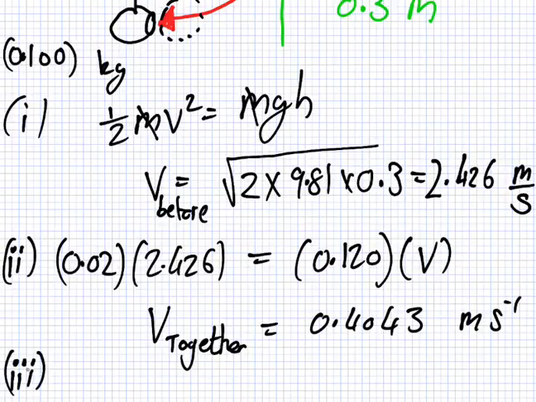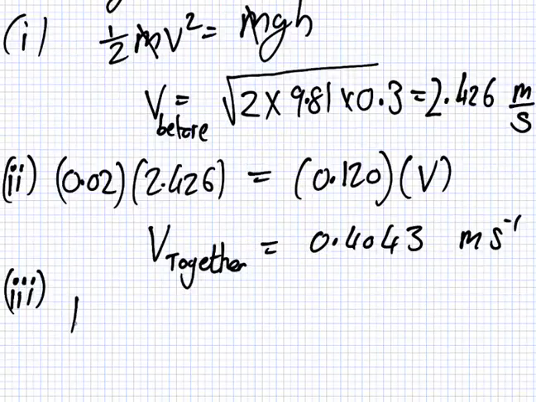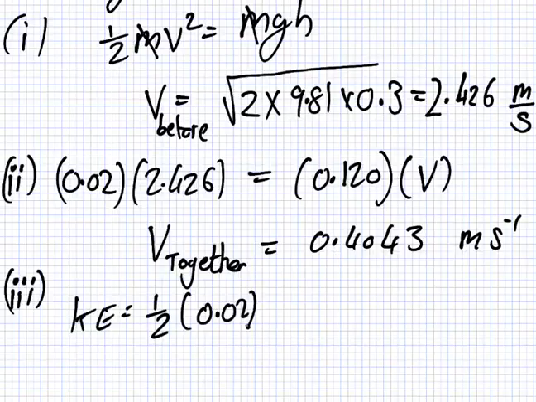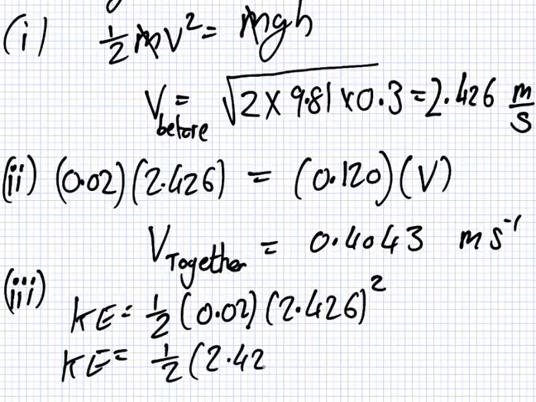Next part. Calculate the percentage loss of kinetic energy. So first we need to work out the kinetic energy. Before the collision, the kinetic energy is a half m v squared. And then after the collision, the kinetic energy is a half m v squared.